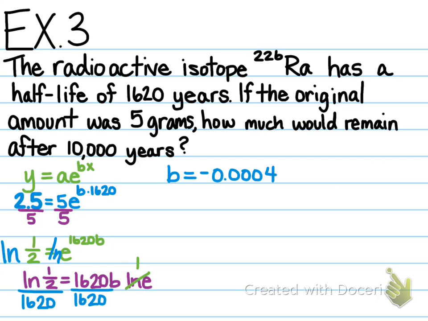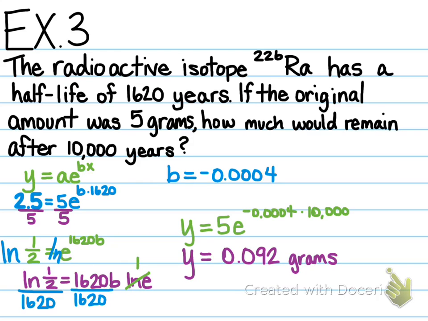So now that I know the rate, I can plug in the information that I was given to find out how much there will be after 10,000 years. So y is what I'm solving for, equals my initial amount 5 times e to the -0.0004, which is my rate, times t, which is 10,000 years, my time. So when I type this into the calculator, I get 0.092 grams.